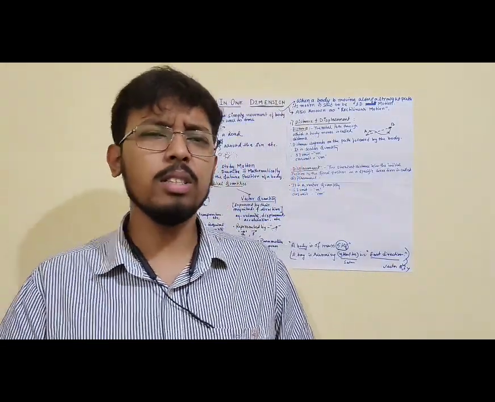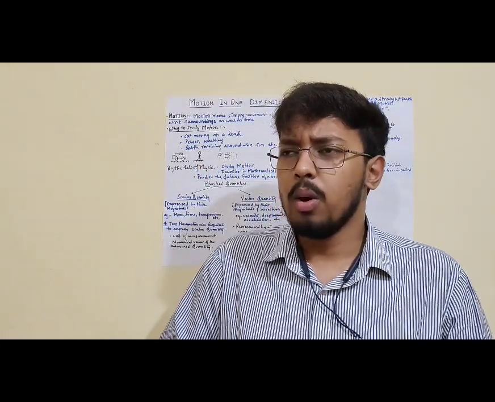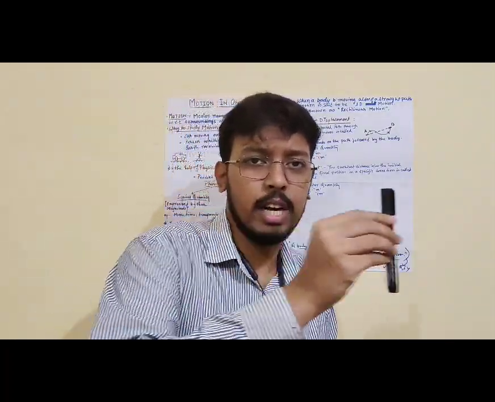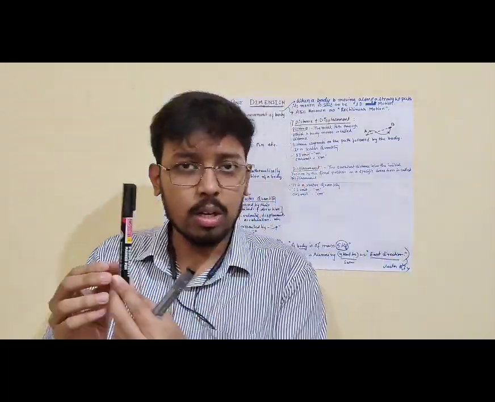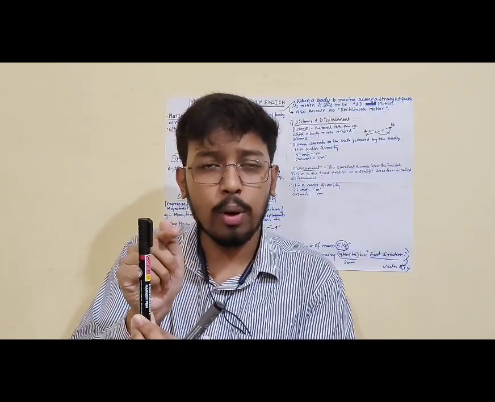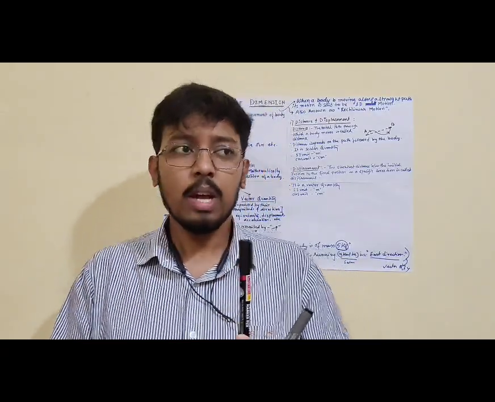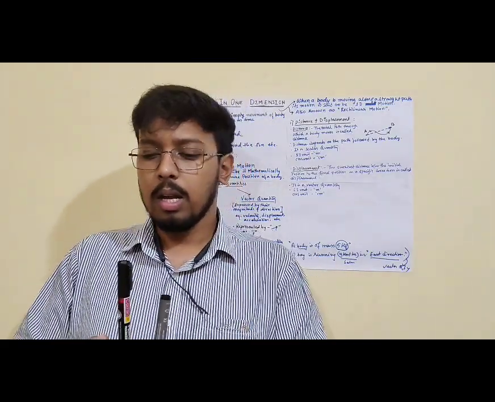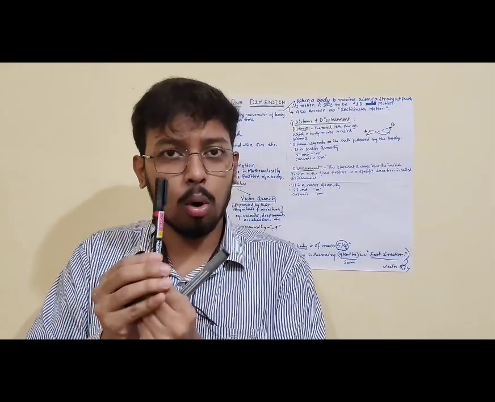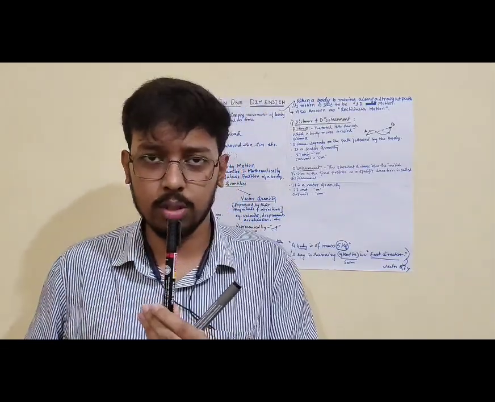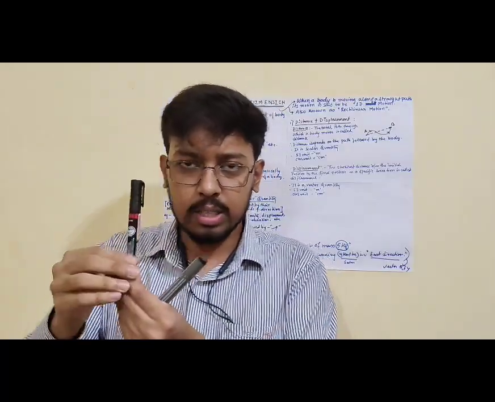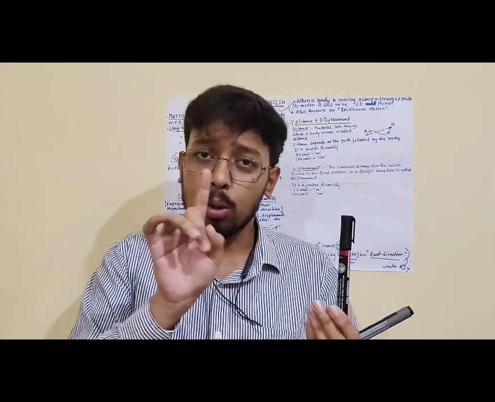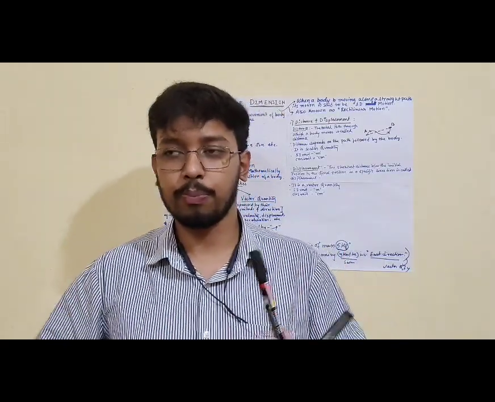Now let's go to the chapter, what is motion in one dimension. When a body is moving in a straight path, for example, this pen is moving in a straight path, then the motion of this body is known as one-dimensional motion. Further on we will understand more briefly what one-dimensional motion is. We can also call it rectilinear motion, for example when the pen moves in a straight path.